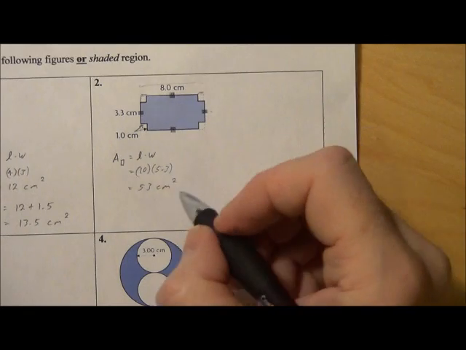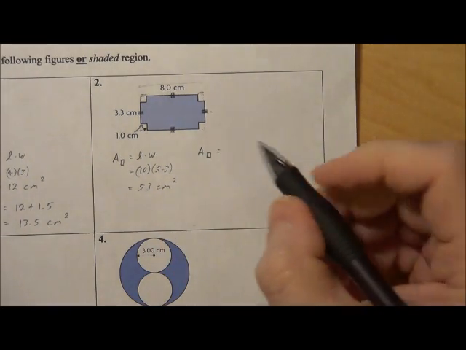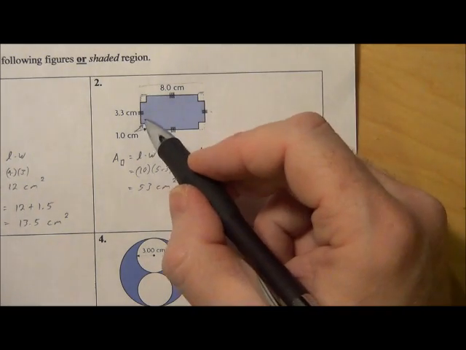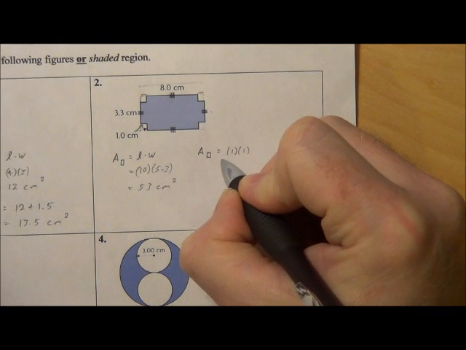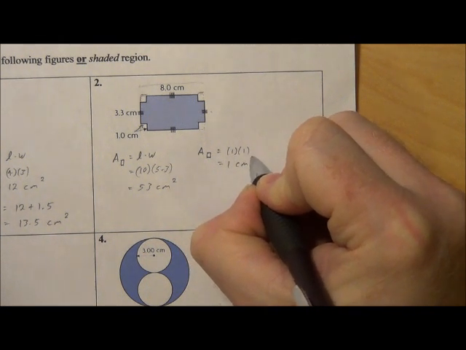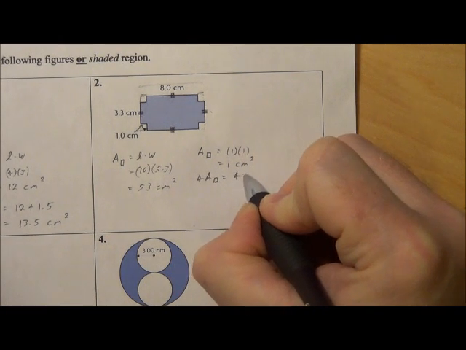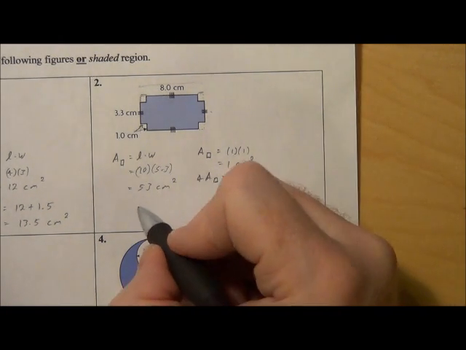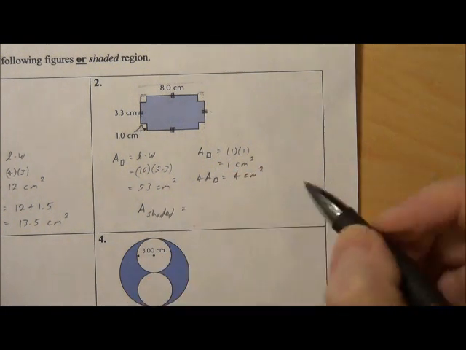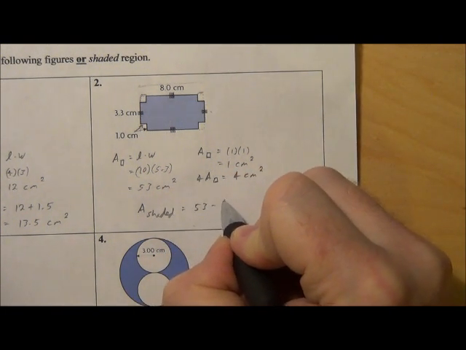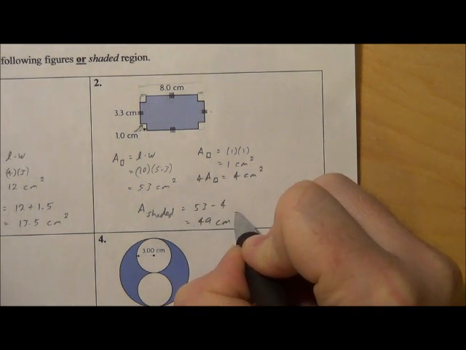Now I'm going to subtract off, and even though it's pretty obvious, each square is 1 by 1. So that's going to be 1 square centimeter, and there's 4 of them, so that's going to be 4 square centimeters, and then the area shaded, or the total area, is going to be 53 minus 4, which gives me 49 square centimeters.